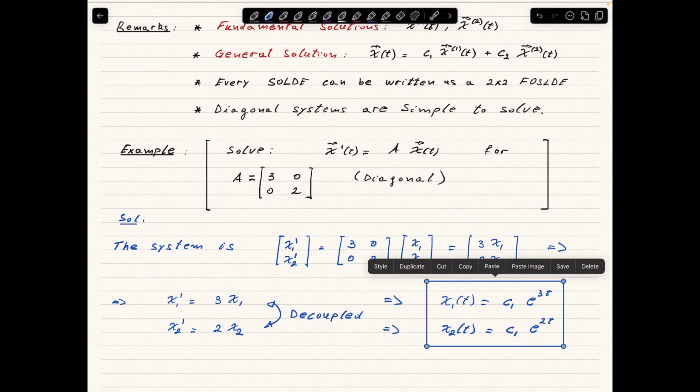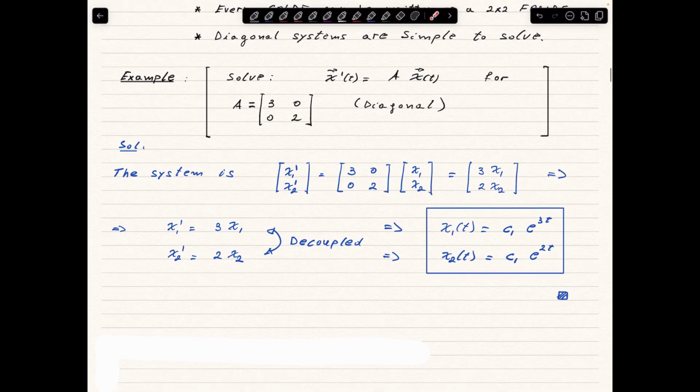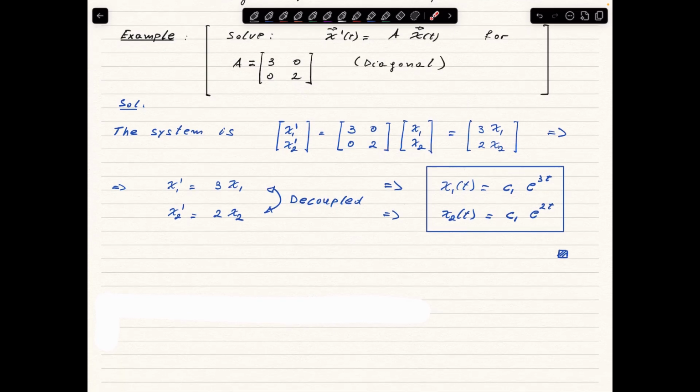So that's the problem. As we said, diagonal systems are very simple to solve, because the equations are what we call decoupled. You can solve one equation at a time. We have a little remark here that could be very useful if we write the solutions in vector form. So let's try to write the solutions we have here in vector form.